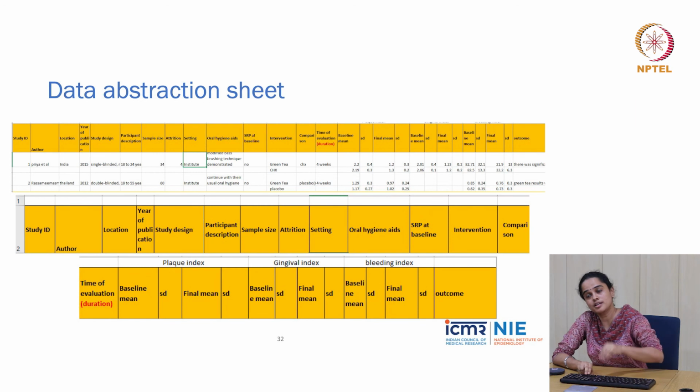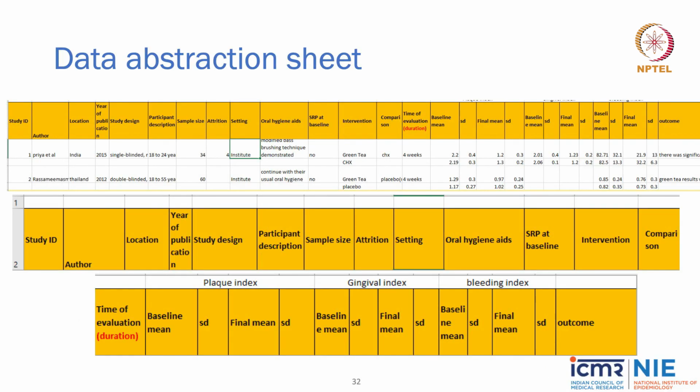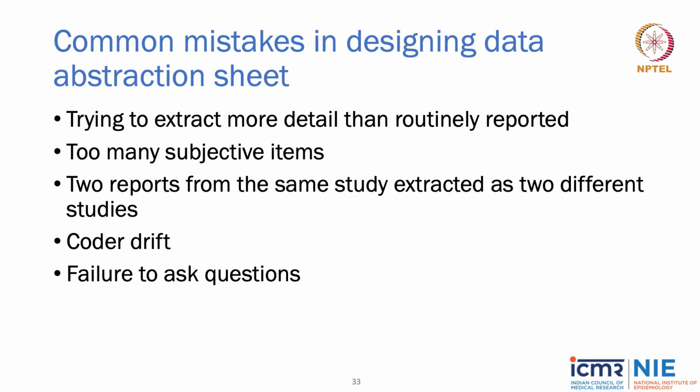Now this is what a data abstraction sheet should look like. In fact, I would have liked a little more additional detail, but again, if you think that the primary studies are not going to have these details, then there is no point having them in your data abstraction sheet. You will just end up with too many empty columns. So a common mistake that one makes in designing a data abstraction sheet is trying to extract more detail than routinely reported.